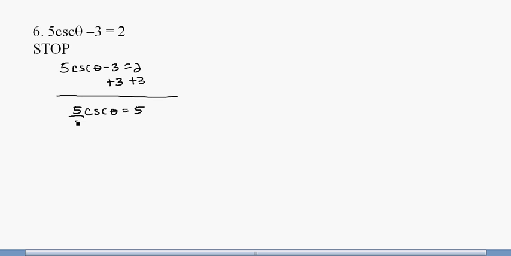Here's another reciprocal function. This time it's cosecant. So I add 3 to both sides. I get 5 cosecant theta equals 5. Dividing by 5, I get cosecant theta is equal to 1, which is the same as when sine is equal to 1. Sine theta equals 1 at pi over 2. That's the end of that.